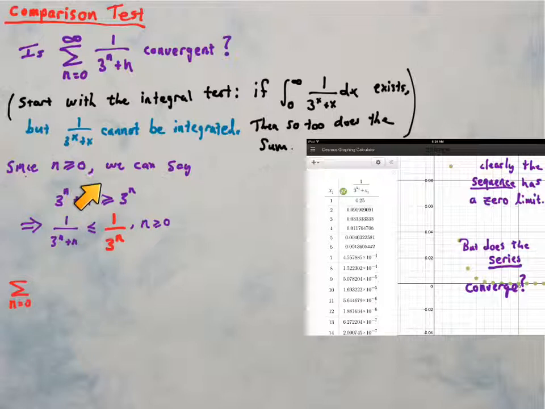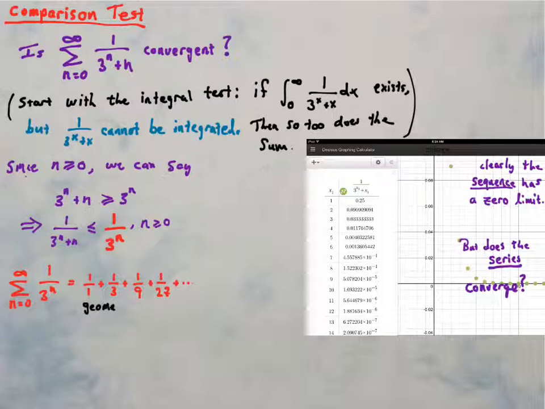So now we know that this sequence, the red one, 1 over 3 to the n, is always going to be larger than our sequence. So if we can show that this series converges, then we know that this series is going to converge as well. That's what I was about to write here.